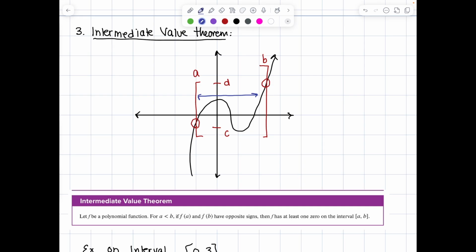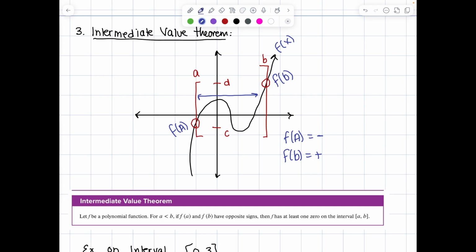And so essentially what the intermediate value theorem says is that if you have an interval, A to B, and you evaluate your endpoints, so this is my function, call this f of x. If you evaluate f of a over here, so f of a is down here, and you evaluate f of b, and you realize that f of a has a different sign, so in this case f of a is negative, and f of b is positive. If they have different signs, then the function has at least one zero on that interval.